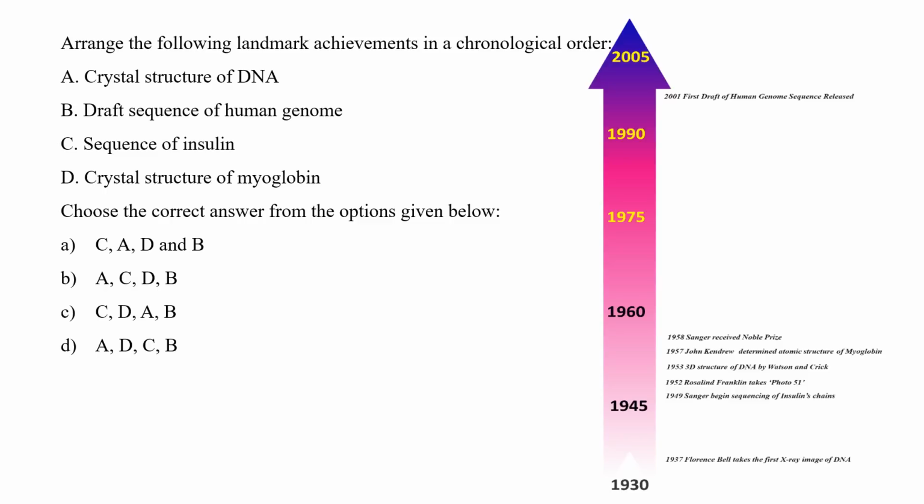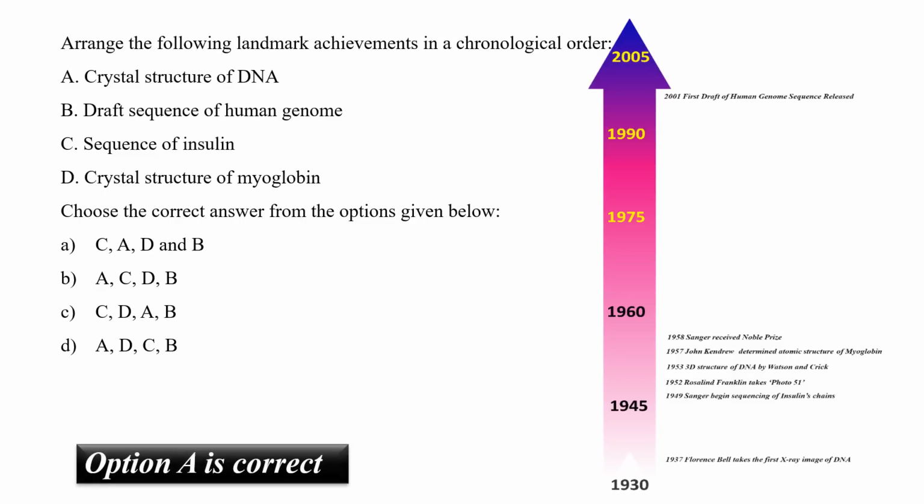So the chronological order would be: sequence of insulin, 1951; crystal structure of DNA, 1952, followed by the Watson-Crick proposal in 1953. Then next would be the crystal structure of myoglobin in 1957, and then the draft sequence of the human genome, around 2001. So option A is the correct answer.